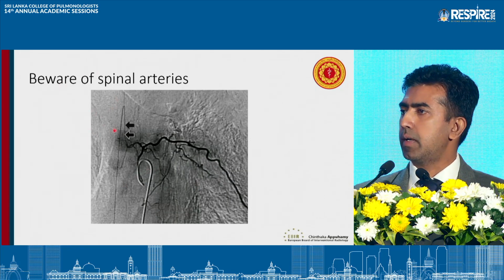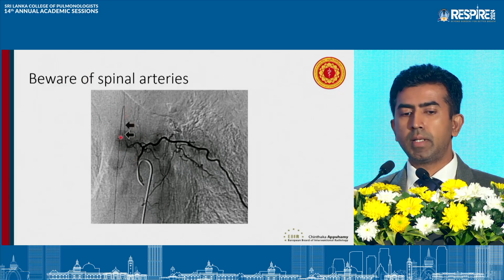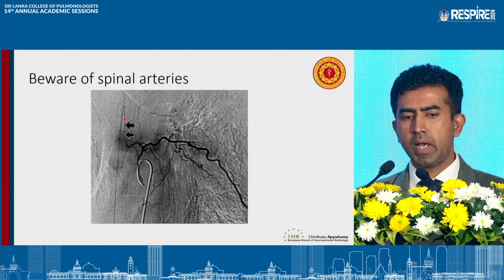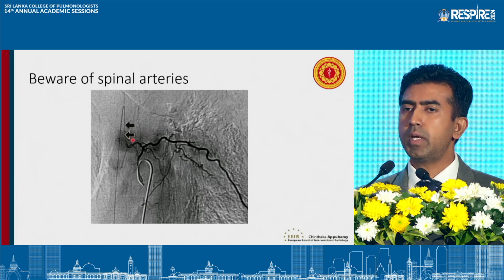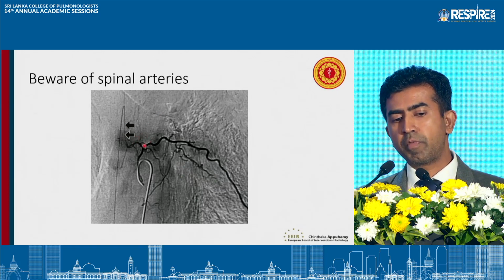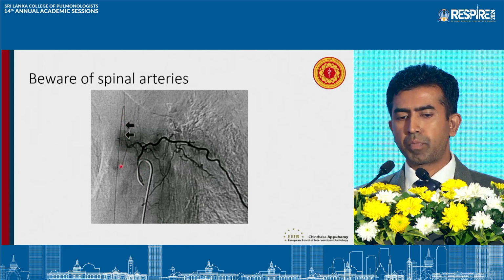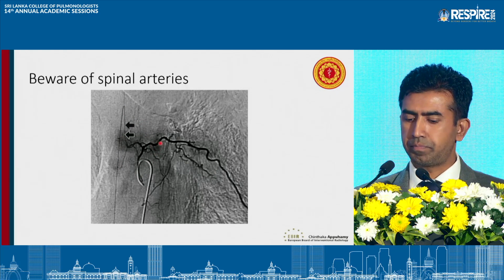Very important image. There are multiple spinal arteries, spinal contributors. They are like hairpins, giving this hairpin appearance. One major artery is the artery of Adamkiewicz, which contributes to the anterior spinal artery in the mid-thoracic region. So when we see this, we don't embolize. We should advance our catheters distal to the origin of the spinal contributors, otherwise the patient will present with spinal ischemia.